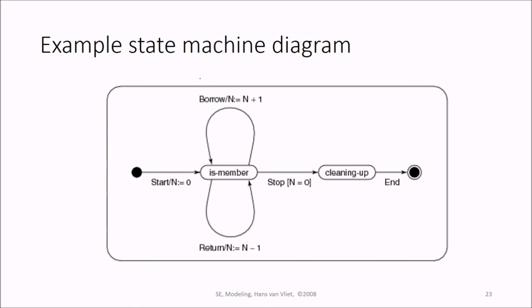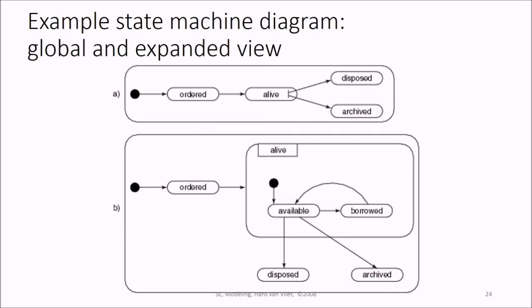For example, in a state machine diagram, we have the start, and this is the end. These are the states it is changing. If we borrow, if we return, where it is going to come, where it is going to start, all these are in the state machine diagram. So this is an example state machine diagram. These are the global and expanded views. This is just a global view, and if you want to expand this, you can get this view.